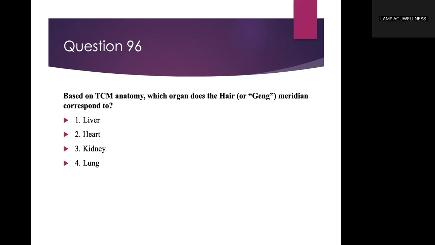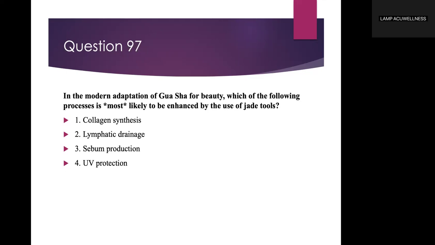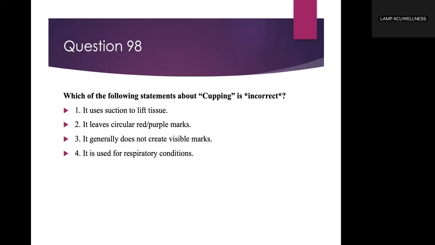Based on TCM anatomy, which organ does the Gan or liver meridian correspond to? Liver. In the modern adaptation of gua sha for beauty, which of the following processes is most likely to be enhanced by the use of jade tools? Lymphatic drainage. Which of the following statements about cupping is incorrect? It generally does not create visible marks, because it can create them.